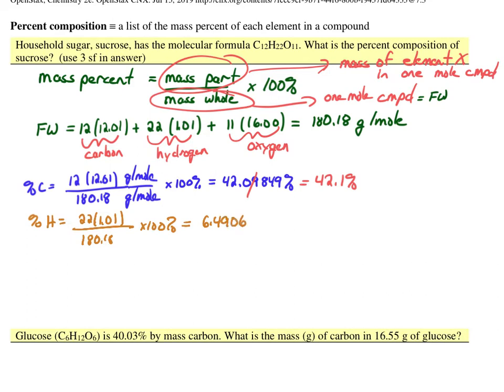And again, we use 3 sig figs in our answer as we were directed. And finally, we can get our percent composition of oxygen by the mass of oxygen in 1 mole.